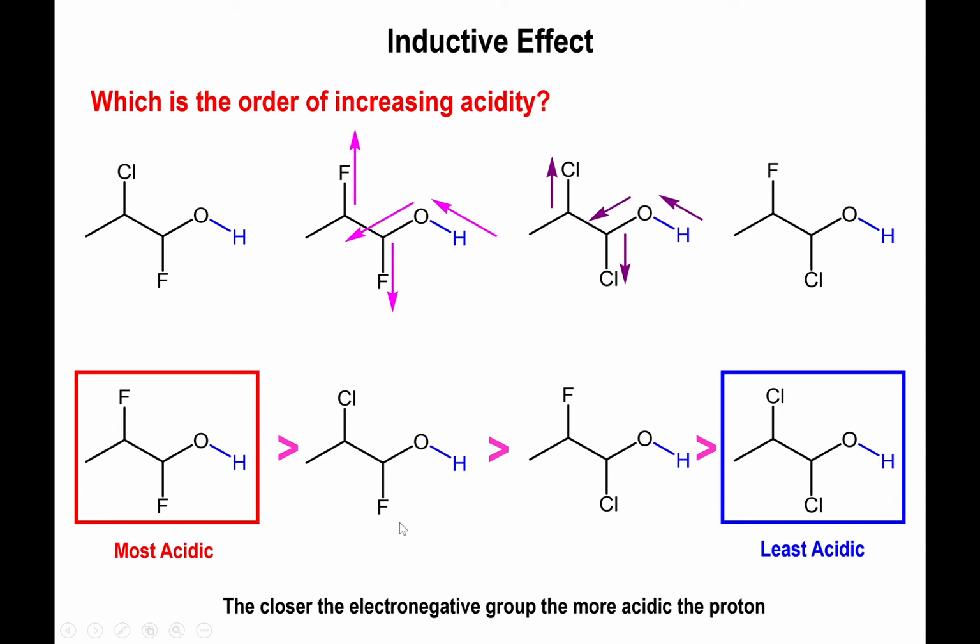And here you can now have your entire trend. Two fluorines is the most acidic alcohol. Fluorine-chlorine, where the fluorine is closest to the OH bond, is the next most acidic. Fluorine-chlorine, where the chlorine is closest to the OH bond, is the third most acidic, and the two chlorines is the least acidic out of the group. So this is all via induction. We haven't really invoked anything else aside from these dipole moments, but hopefully you can see what's going on right here. It might actually help, especially at the beginning, to draw those dipole moments to get an idea of what's happening.